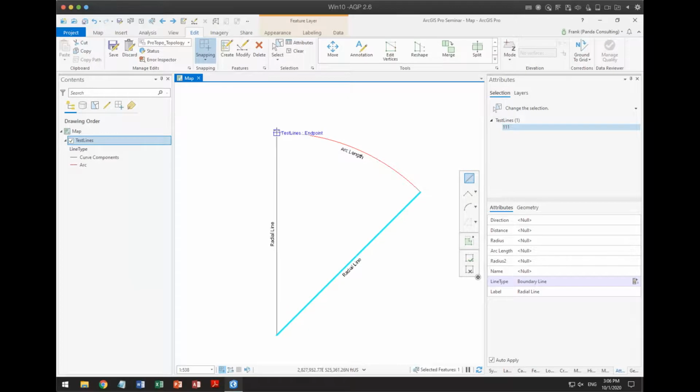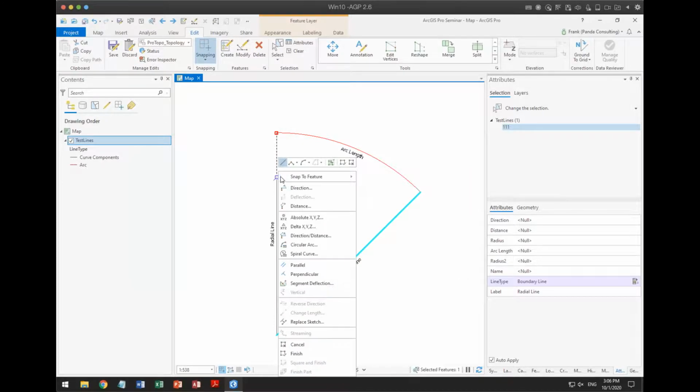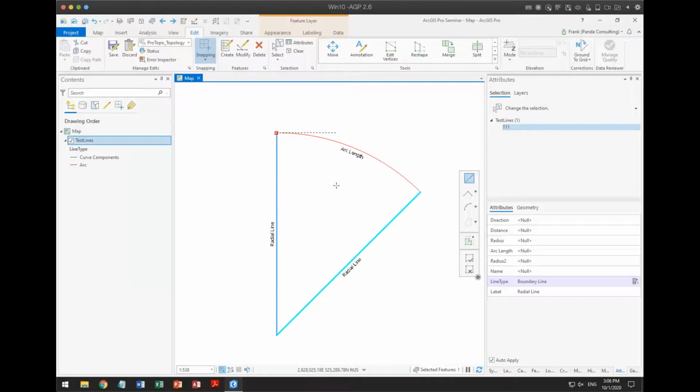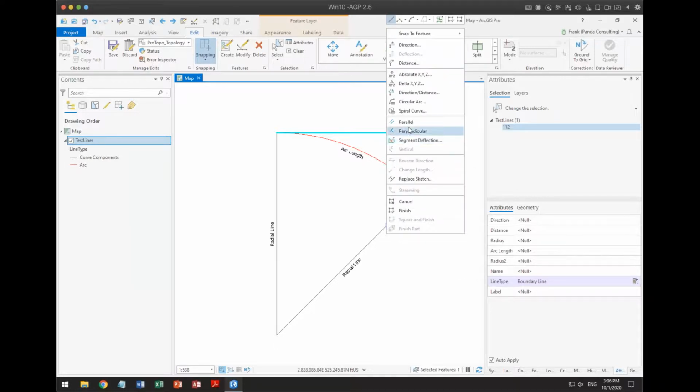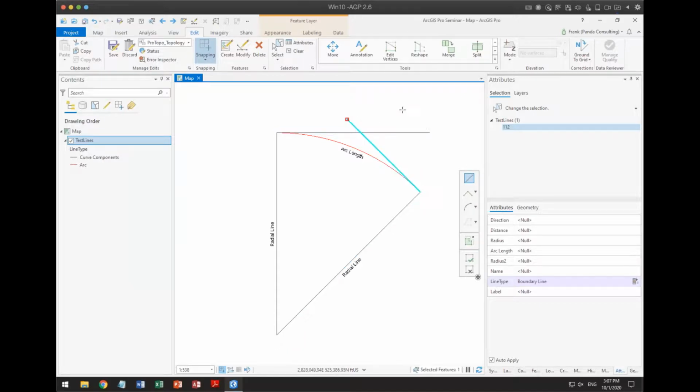All right. So there's other elements in here. So for example, if I have a line that is perpendicular to my radial line, all right, and let's start this again and see if we have a point over here that is perpendicular to this radial line.